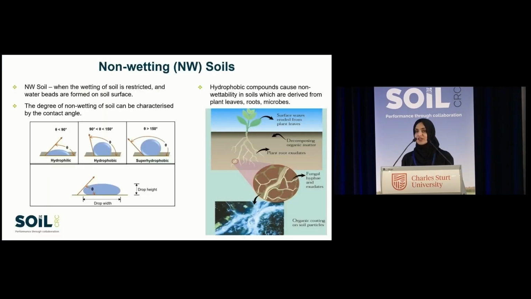The other names for non-wetting soils are water-repellent soil and hydrophobic soil. Usually when rain comes, the water gets absorbed, but in these soils it stays there for a few minutes to a few hours, and it can appear like a drop. We can determine the level of hydrophobicity by seeing how the shape is formed by the water drop, from low to high.